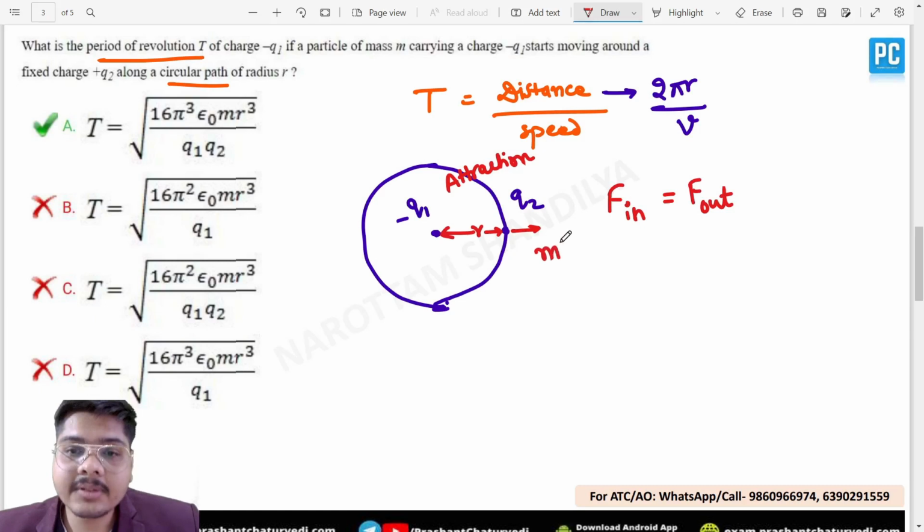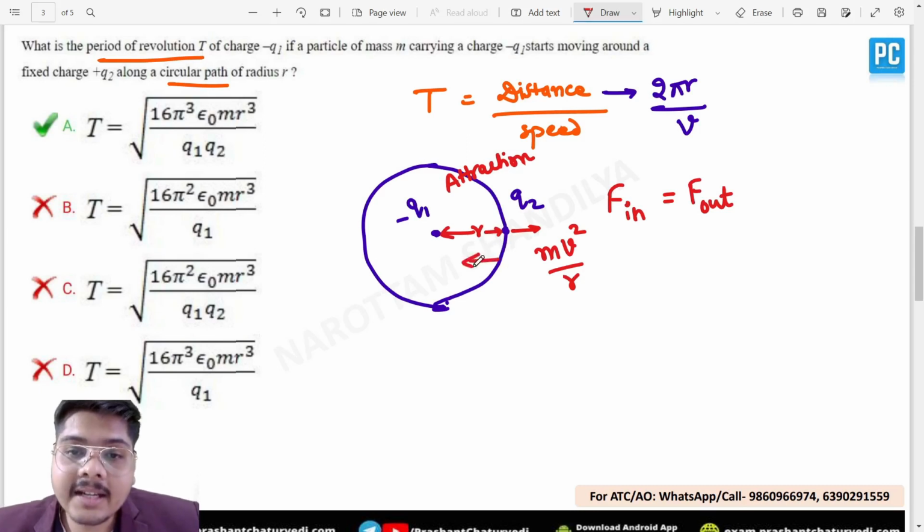So centrifugal force, there is nothing we are seeing around the centrifugal force, but it is a pseudo force. We know that it is in a circular motion. So mv square by r directly, but the force which is acting inward is the electrostatic attraction between minus q1 and q2. So this electrostatic attraction force will act as a centripetal force.